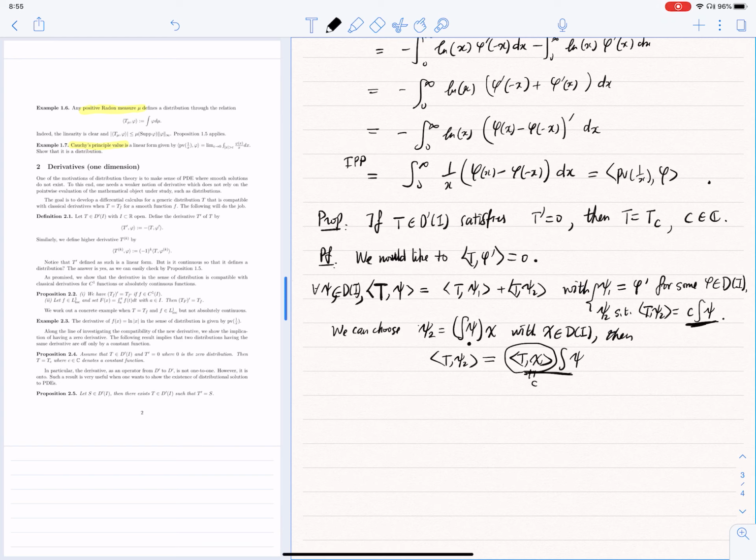We still need to figure out a way to compute psi 1, and since psi 1 would be psi minus psi 2, we don't have much choice. It is going to be psi minus the integral of psi, which is a constant, times the chi function. Again, it is a function in D because the space D is a vector space.